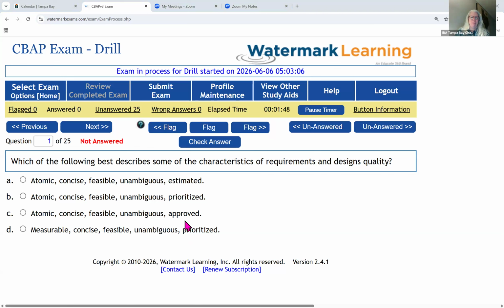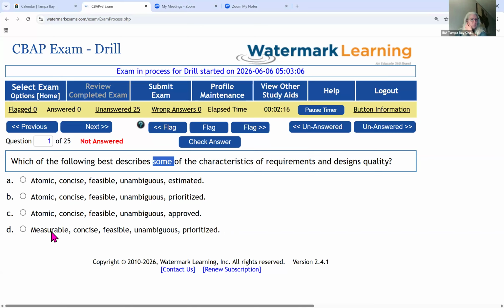Question 1, which of the following best describes some of the characteristics of requirements and design quality? So some of the characteristics, remember we talked about this a little bit earlier. I've got atomic on 3 of them. I think you would remember that we have atomic. This one doesn't have atomic, but it doesn't mean that it's eliminated, because we're talking about some of the characteristics. This is not an exhaustive list.